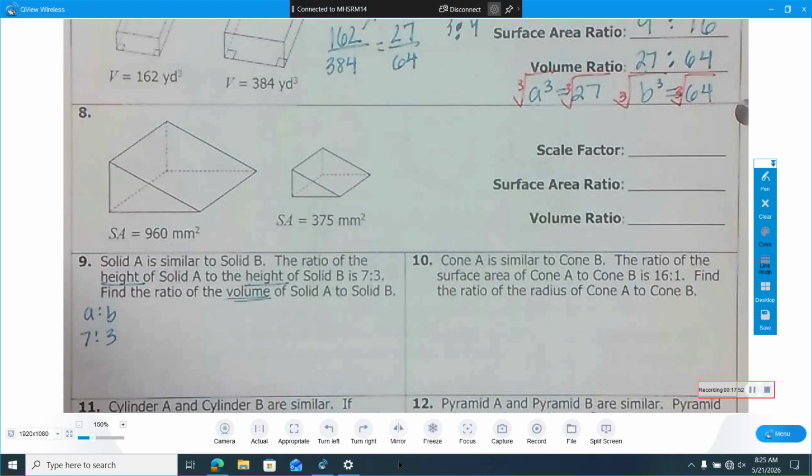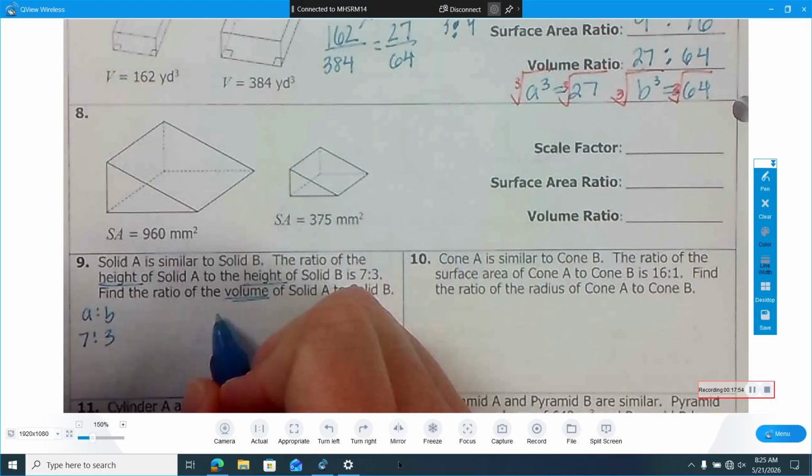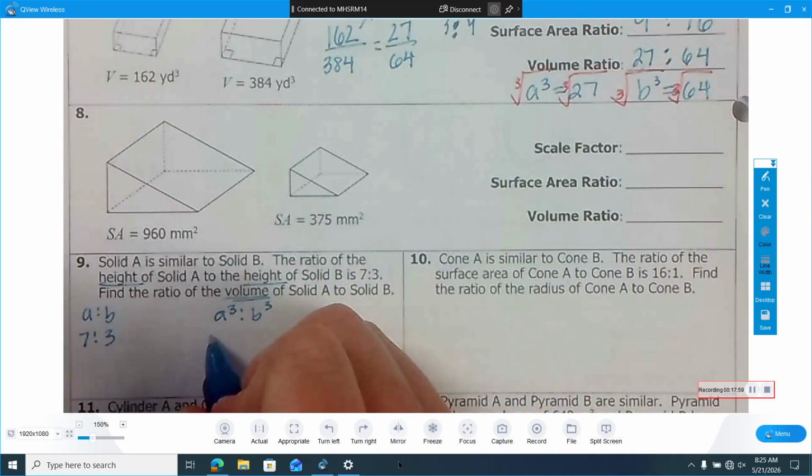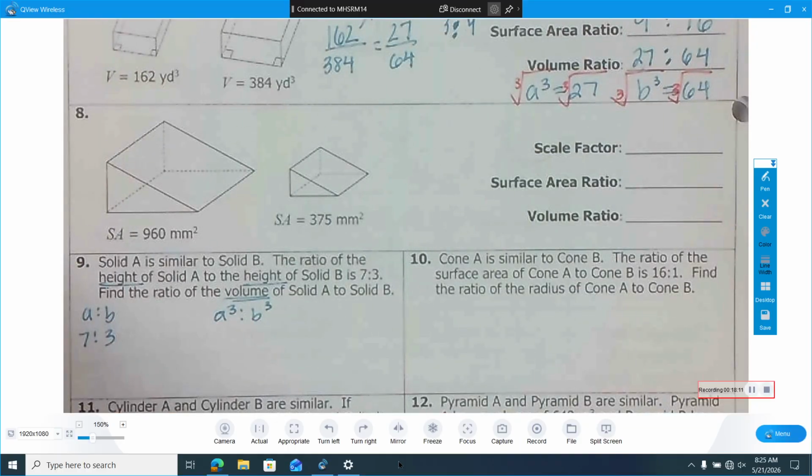So what do we need to do? Cube them. Yeah, volume is A cubed to B cubed. What is 7 cubed? It's my favorite one. 343. What two numbers add to be 7? 3 and 4. 3, 4 cubed. 3, 4, 3.